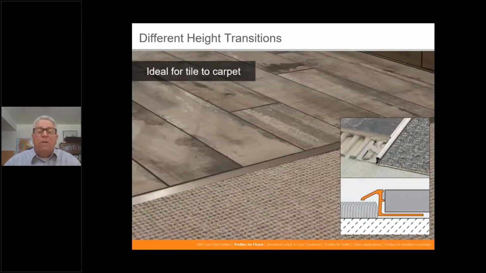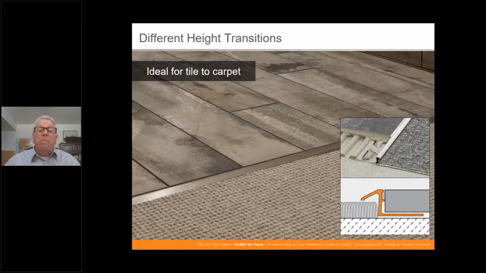This one's very popular. You can see here where we've got tile to carpet, which is done quite often. You can see it in both photographs how it goes in. If you look at the stylized drawing, you can see it has a little bit of a void underneath the ramp where you can tuck the edge of the carpet to keep that vulnerable edge from being caught and maybe unwinding or unfurling or being damaged in some fashion. So this is very, very popular.